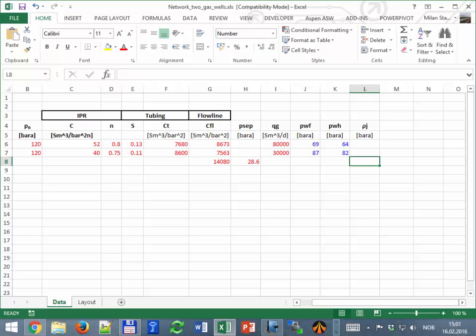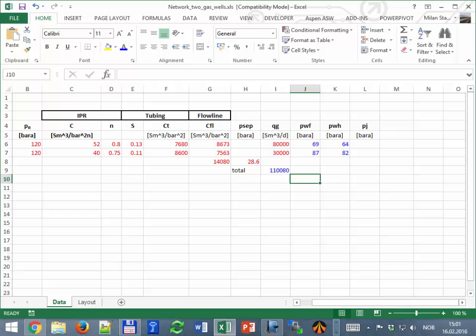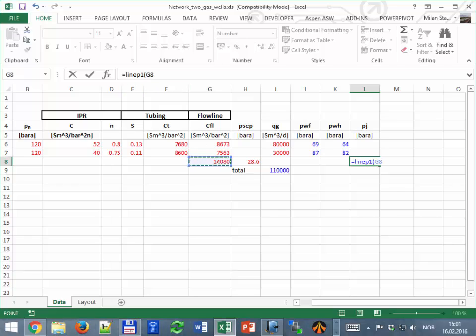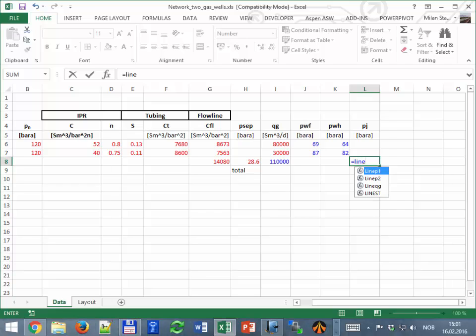So here I have to calculate again the sum of the rates, total, and we say sum of rate 1 and rate 2. That should be in blue. And then here the P of the junction is equal to, that's line P1. And here I need the flow line, the P2 pressure, and then I need the rate. Actually this rate is better to put up here, P1. So I need this coefficient, this pressure, and this rate.